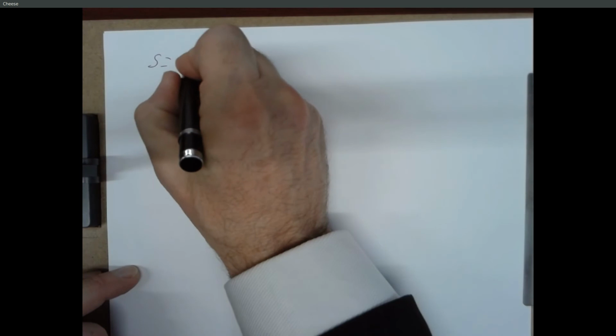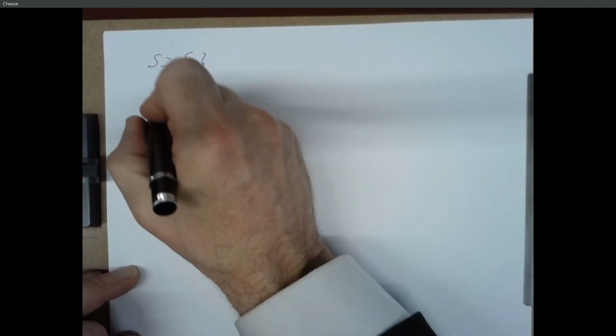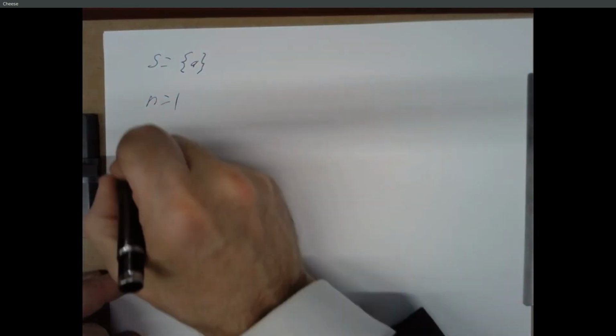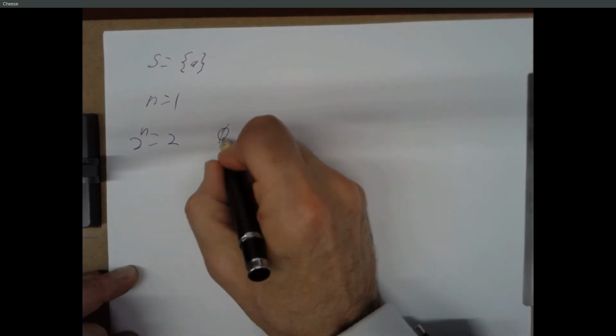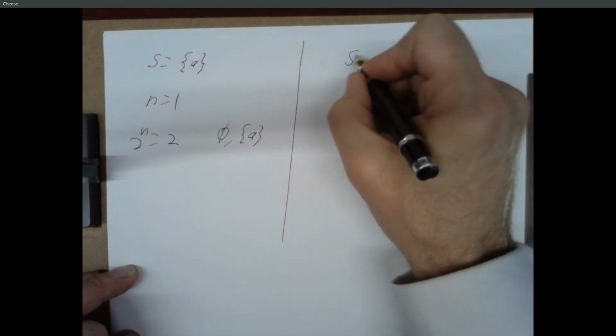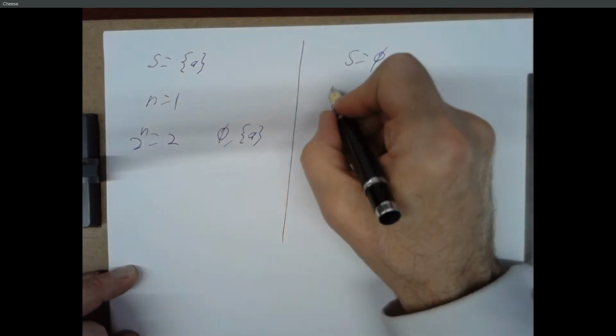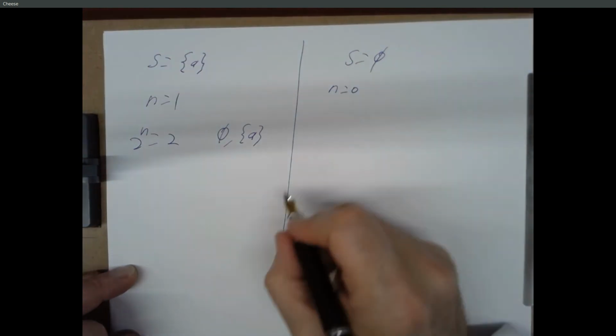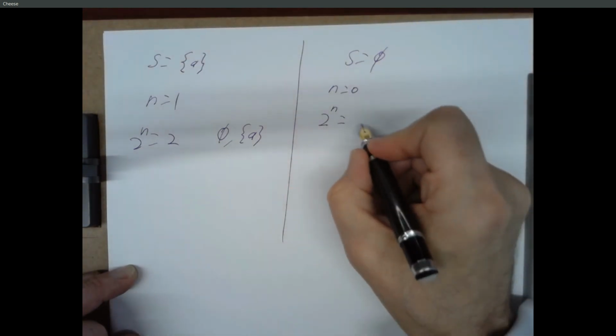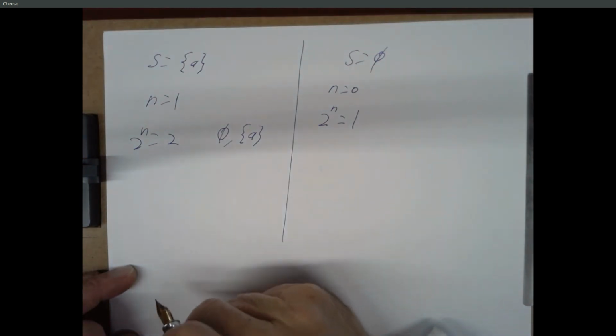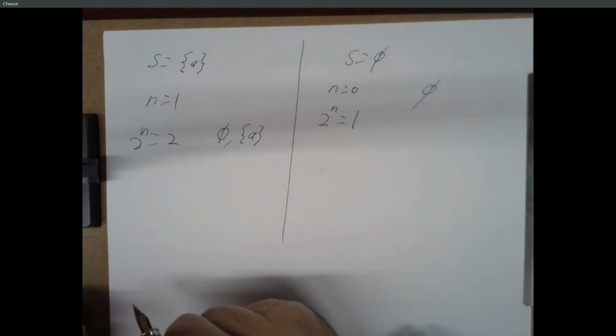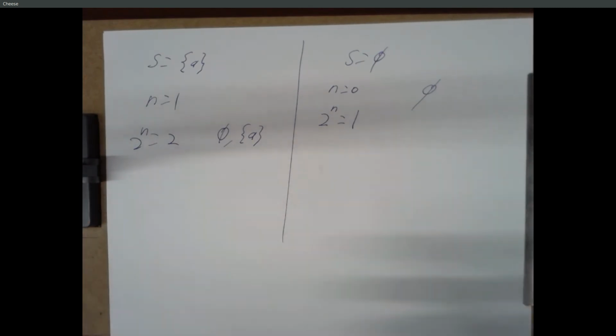And if we have a singleton set, your number of elements is 1. 2 to the n is equal to 2. There should be 2 subsets of a singleton. What are they? Empty set and the set itself. Okay, here's the acid test. S is the empty set. The number of elements is equal to 0. The number of subsets should be 2 to the 0, which is 1. How many subsets are there of the empty set? Just the empty set. So it works. Math is good.